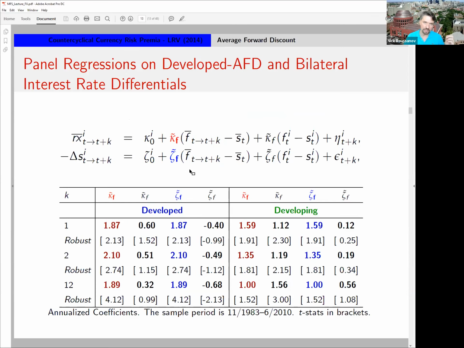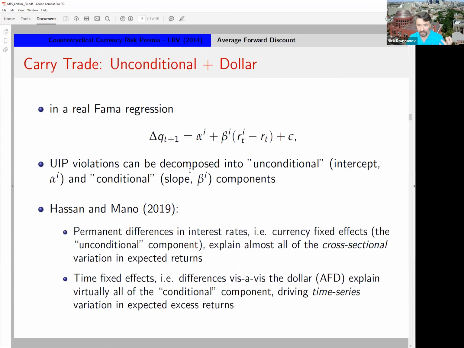Now, what is also interesting is that if you put a bunch of currencies into a panel regression, which was another standard way to test the U.I.P. relation, an alternative to the FAMA regressions, and you put into this regression both the average forward discount and the country-specific forward discount, you get that it's the average forward discount that drives all of the expected returns, all of the exchange rate predictability, in fact, and not the country-specific forward discount. So this is kind of an interesting, maybe surprising fact.